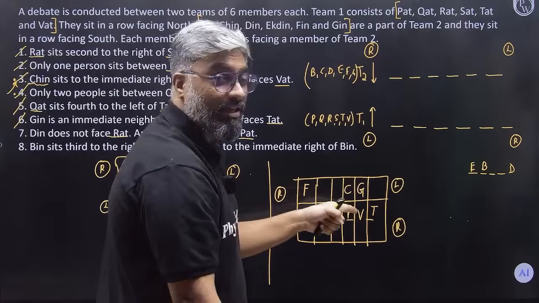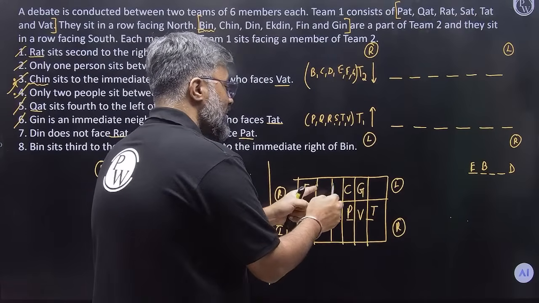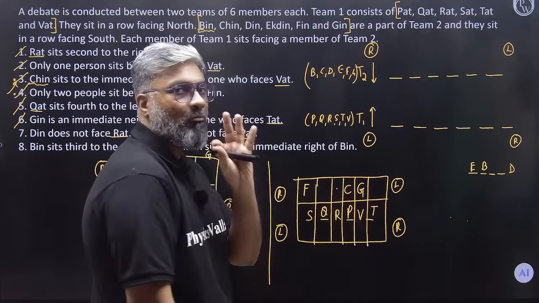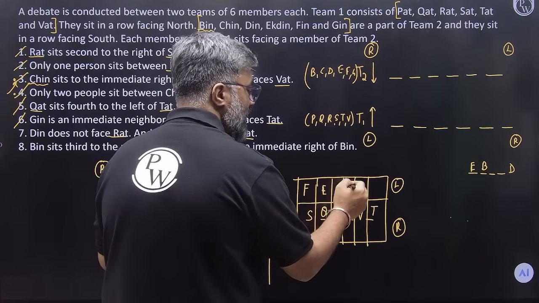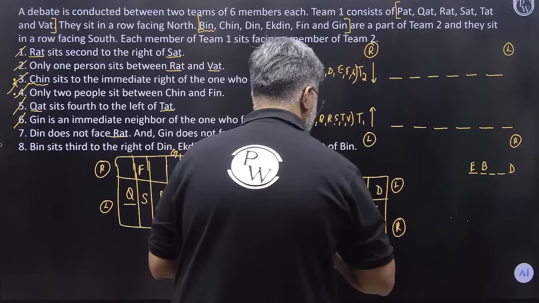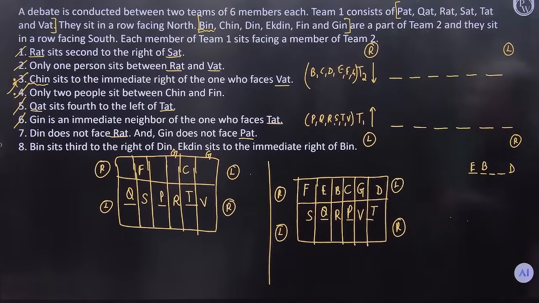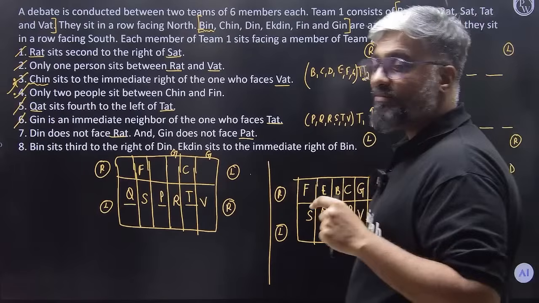Let's see here. Can we do that? EB dash dash D. Perfect. Do we have the full arrangement now? Do we have the full arrangement, folks? Yes. Now for confirmation, this is done.